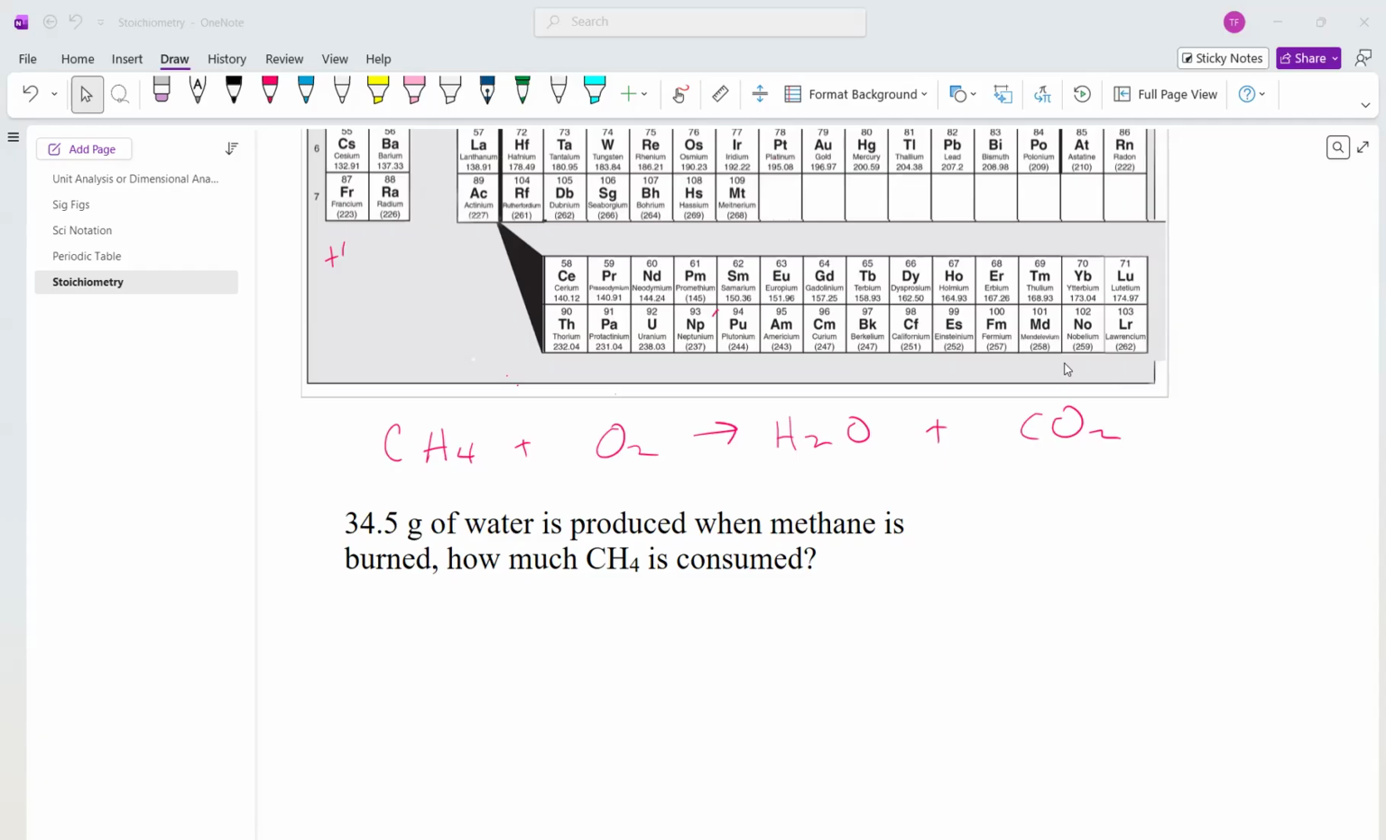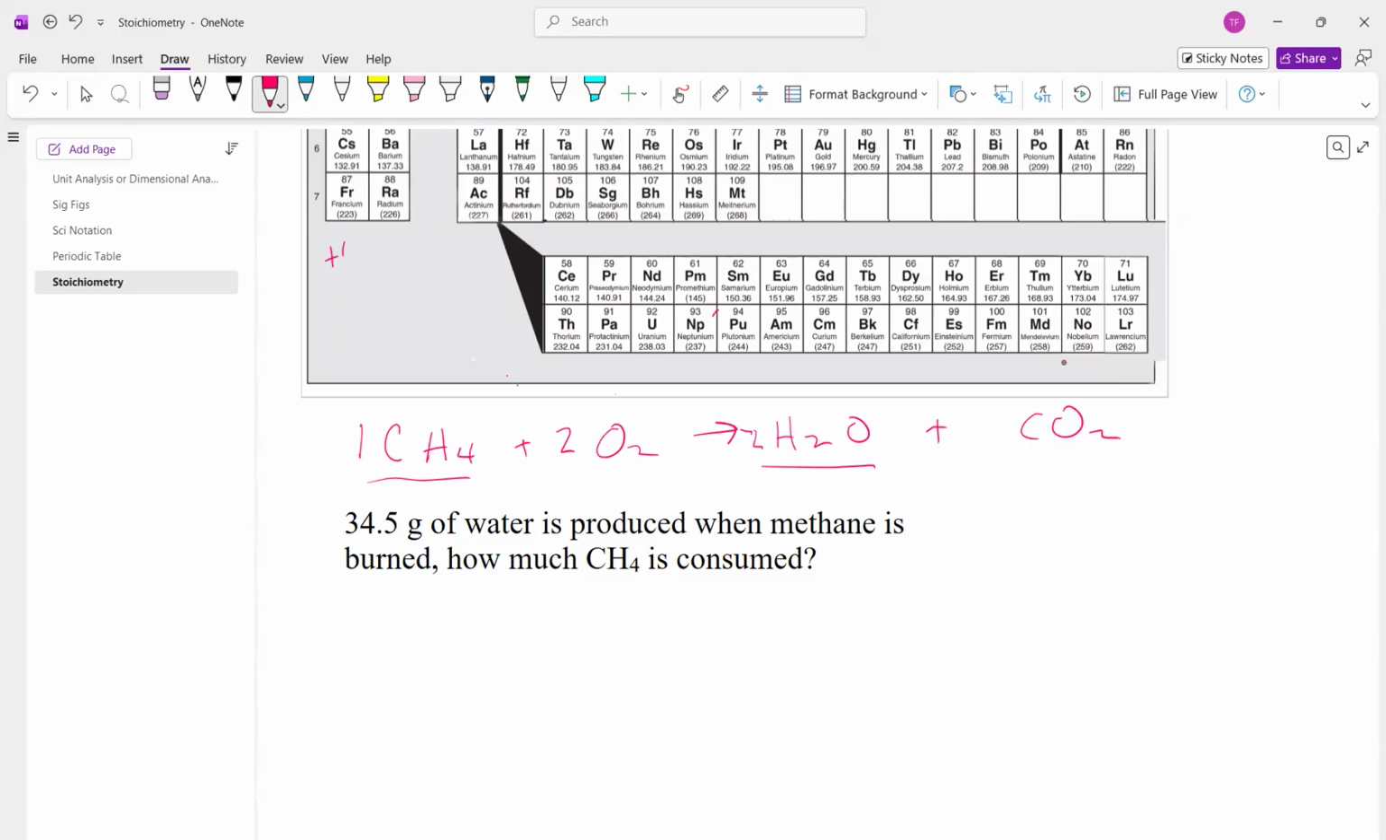Okay, so step number one is balance the equation. So I'm going to balance it really quick here. So we're dealing with methane and water. And notice the coefficient ratio is 1 to 2. So for every 1 methane, we produce 2 waters. That's what the balanced equation tells us, because the coefficients are 1 to 2.